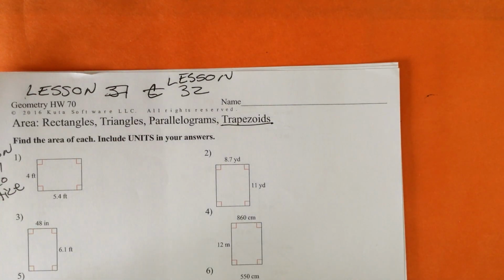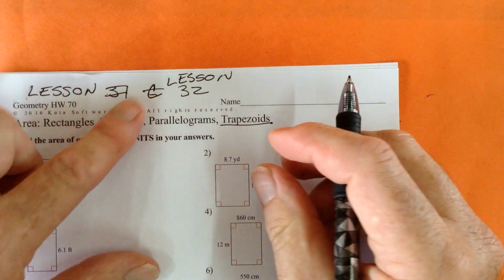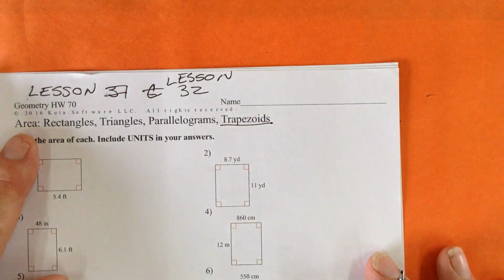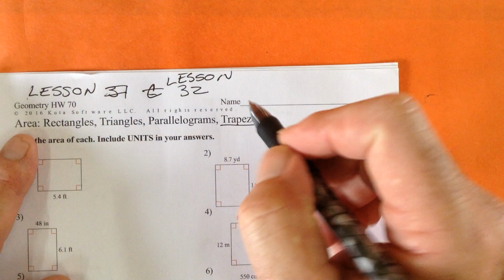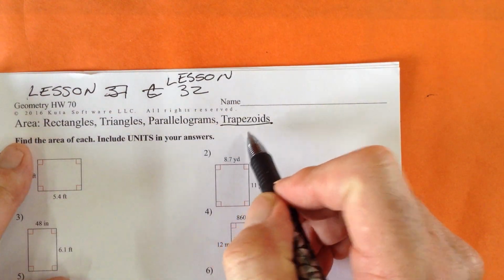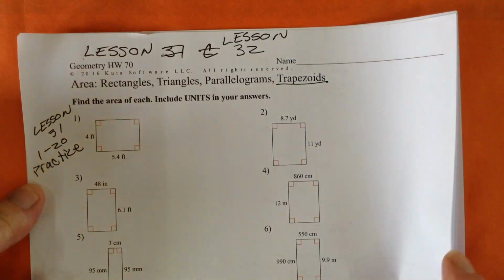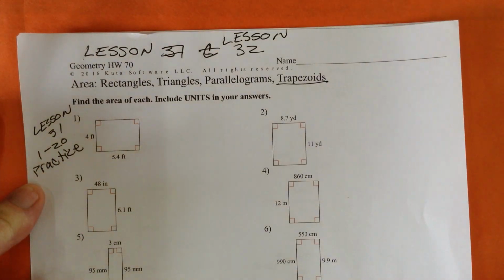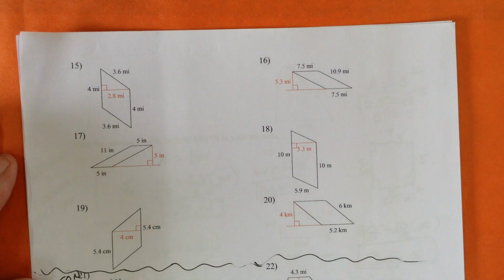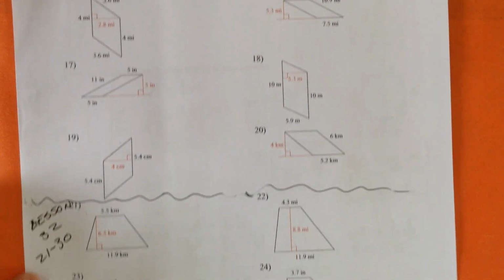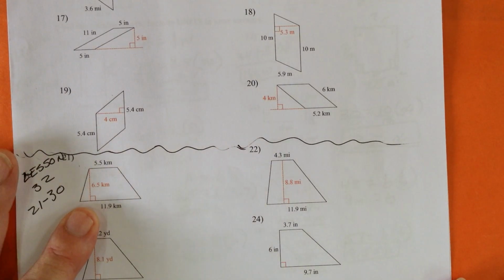The trapezoid worksheet is the same one that I used for lesson 31, the extension, because it's the only one online that I could find that had trapezoids on it. So the first few problems are just extra practice from lesson 31, but when you get to problem 21, they turn into trapezoids.